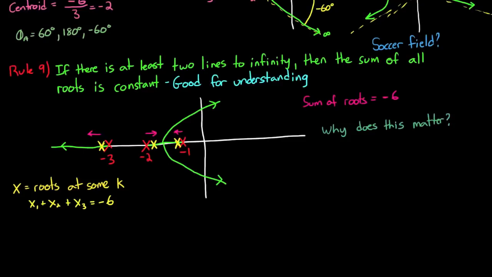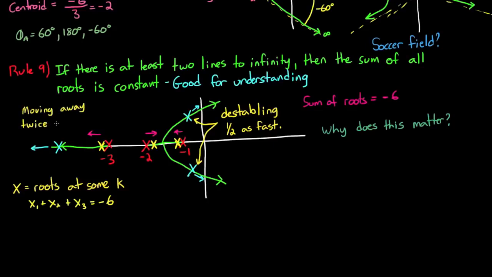So you might be thinking, well, why does this matter? Why do I care about it? Well, if you increase k such that you get these root locations where the blue is, then you know that as you increase the gain further, you are destabilizing those two complex roots only half as fast as you are stabilizing this root that's still on the real axis.